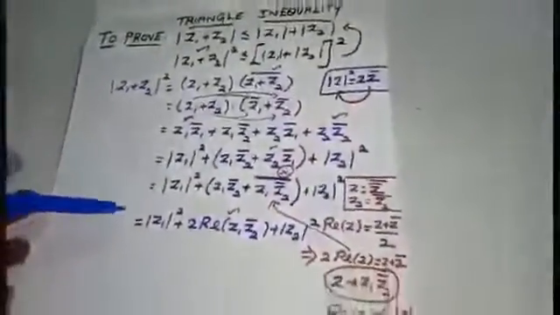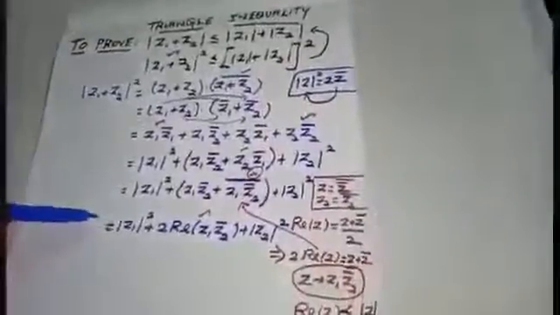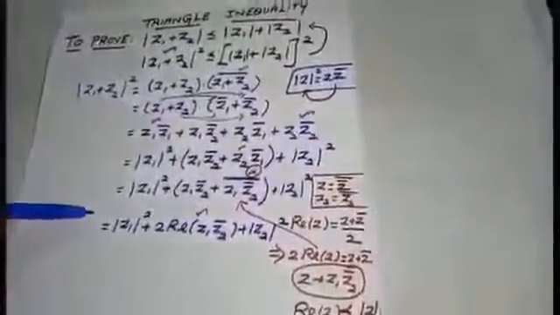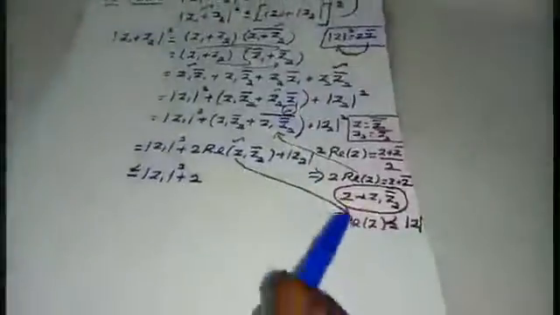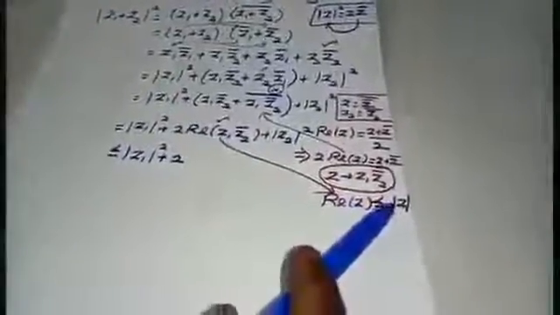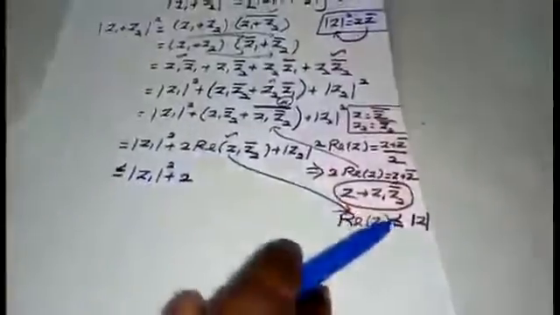Till now I didn't bring less than or equal to. In my question I am having it as less than or equal to, still I didn't bring the less than or equal to sign. Real part of z is less than or equal to modulus of z. Now I am going to use this formula, that is real part of z I am going to replace it as less than or equal to modulus of z.